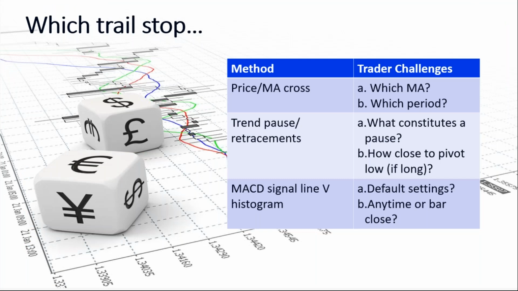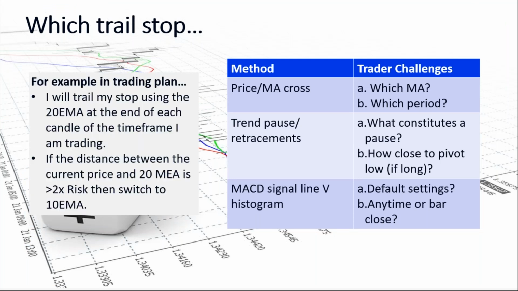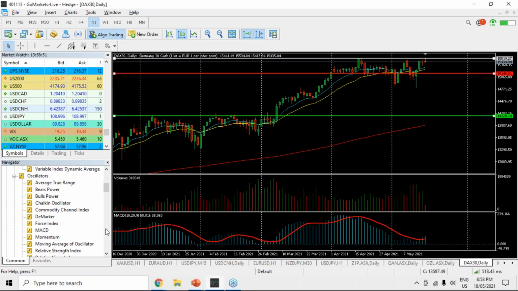Okay, so to start with, you might plant your flag in. I'll trail my stop using the 20 EMA at the end of each candle of the time frame of trading. And then you might say, well, if the distance between the current price and the 20 EMA is more than 2 times the initial risk, then switch to the 10 EMA. What do I mean by that? Well, sometimes it does this.